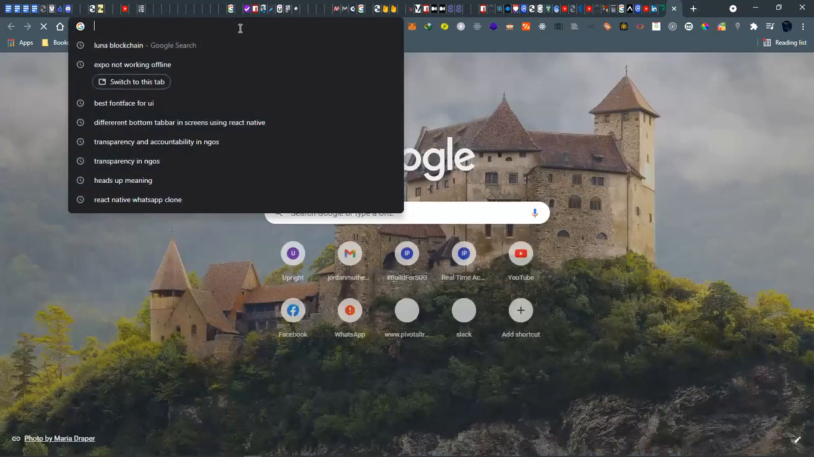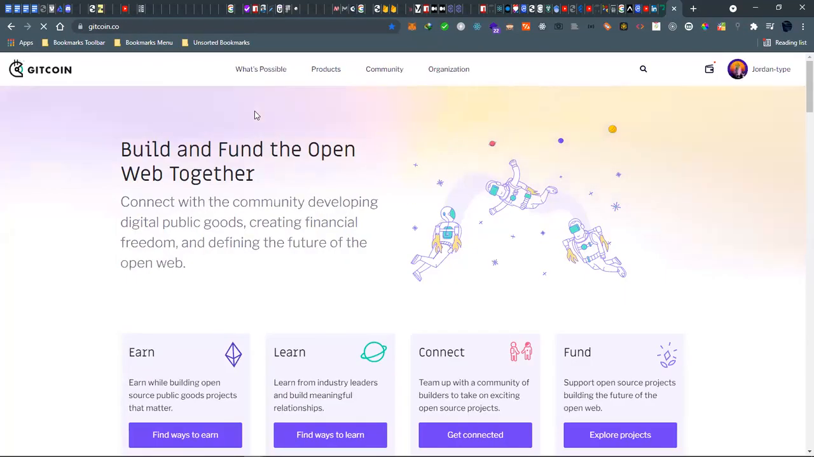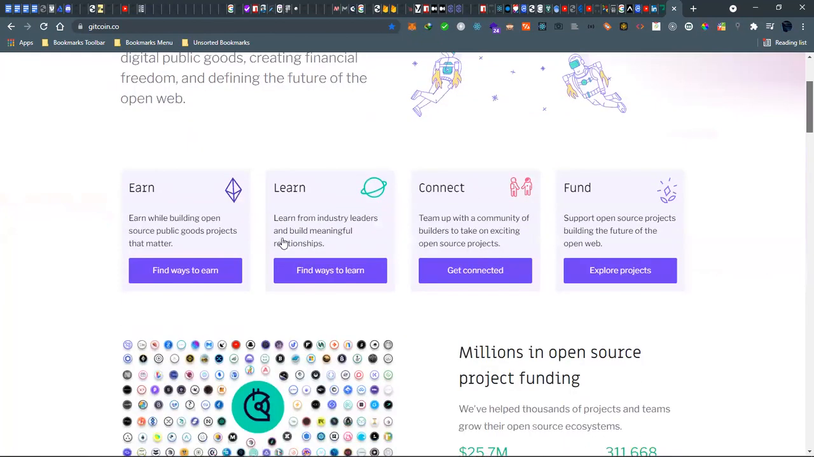You can join a community, they call them tribes. So this is the first way you can earn ETH. You can find ways to earn ETH by building open source public good projects, and that matters. Projects that really matter, that are helping communities, that are helping humanity. And then you can learn.